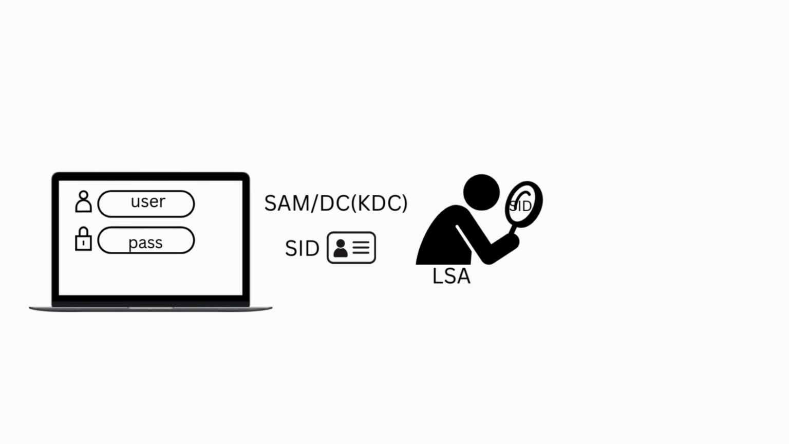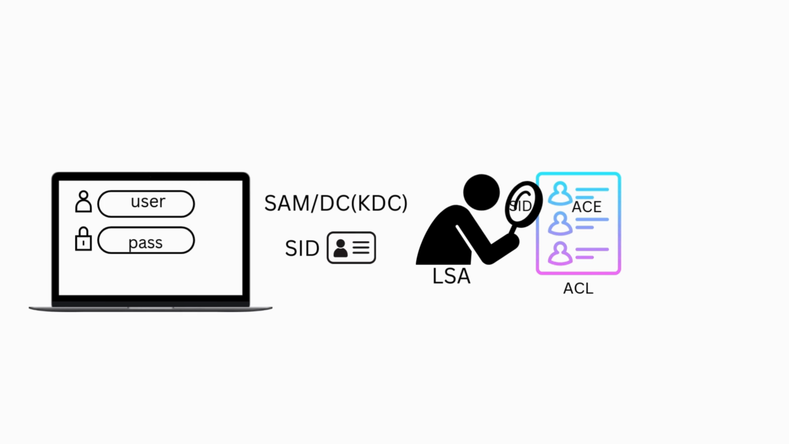LSA, which stands for Local Security Authority, is responsible for enforcing security policies on Windows systems. How exactly does it do that? It will use the received SID of the user and search for it in the ACL, Access Control List. In the ACL, we have different access control entries defining the permissions of the user with that specific SID on specific objects. For example, whether he or she can read, write, or execute any specific file.